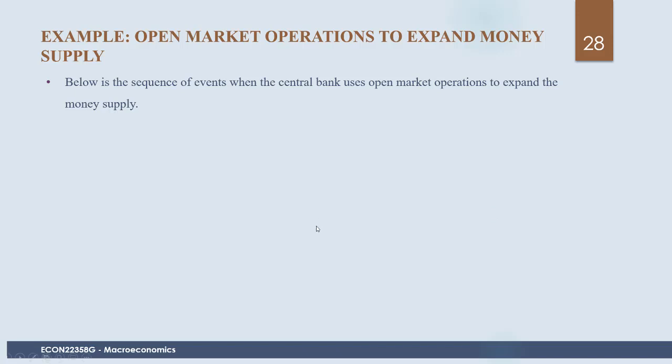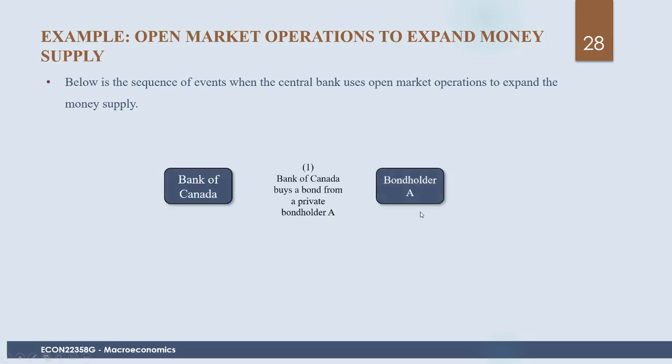So here's an example of open market operations in terms of expanding the money supply. Below is a sequence of events when the central bank uses open market operations to expand the money supply. We have the Bank of Canada, and now we're going to introduce a person who holds a bond. This is the owner of a bond. We call this person bondholder A. And we're going to say that the Bank of Canada buys a bond from a private bondholder A. So they're going to buy this instrument. After the transaction, the Bank of Canada is going to own this bond, and they've got to pay for it. So the ownership of the bond goes to the Bank of Canada, and in return, the Bank of Canada writes a check to bondholder A.